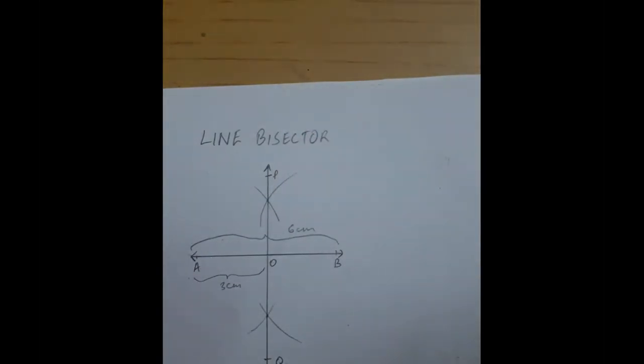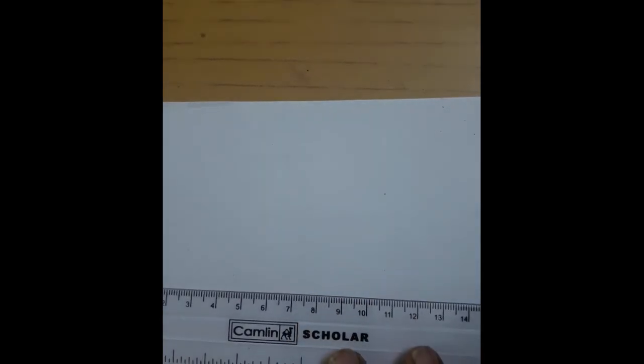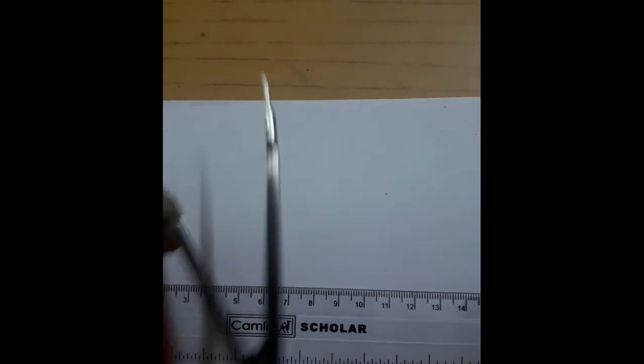Easy. Now let's learn how to draw or construct a 90 degrees angle. A 90 degrees angle is also known as a right angle, and let's begin with constructing it without the help of a protractor, so we'll use only the scale and a pair of compass.